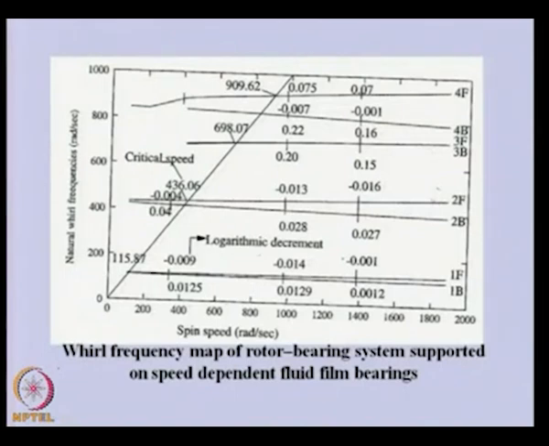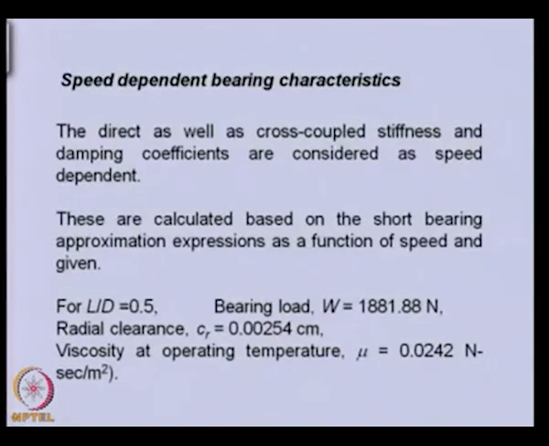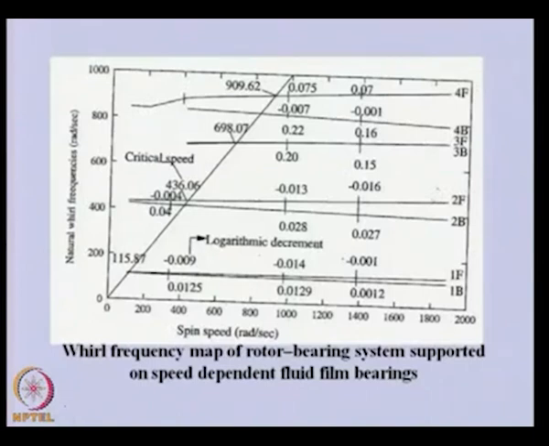When we discussed this particular short bearing approximation in previous lectures, it was in non-dimensional form. So, for this particular bearing we can get those parameters, and we know that they vary with speed. Those values we have directly fed into our programs. This is the Campbell diagram, the whirl frequency map of the rotor bearing system supported on speed dependent fluid bearings.